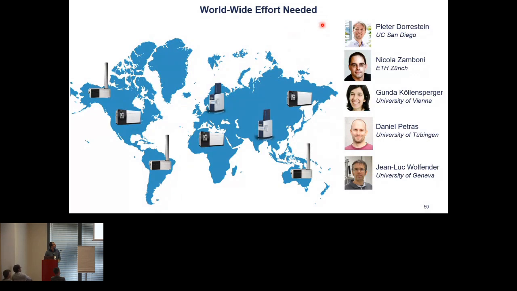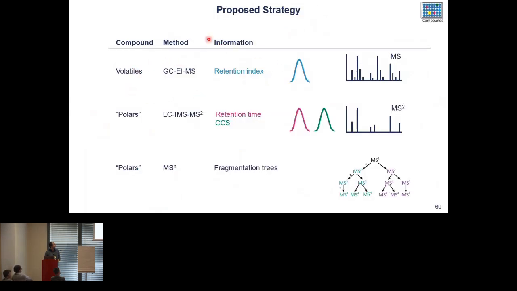And the goal would be to collect GC-MS spectra and retention indices on volatile compounds and on non-volatile compounds, use chromatography and ion mobility to get all these additional values, and also the MSn approach that I showed here to get the full fragmentation tree. So essentially get as much data as possible.